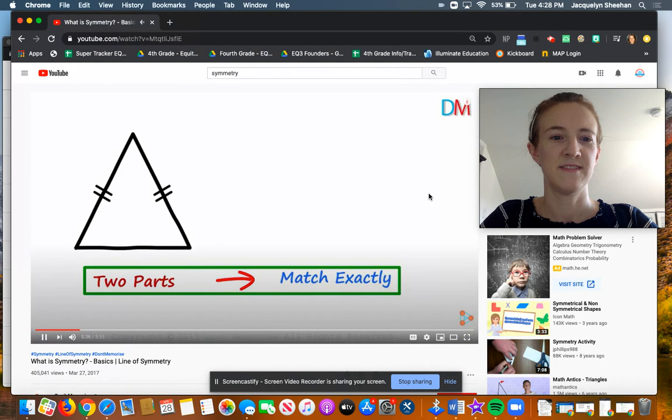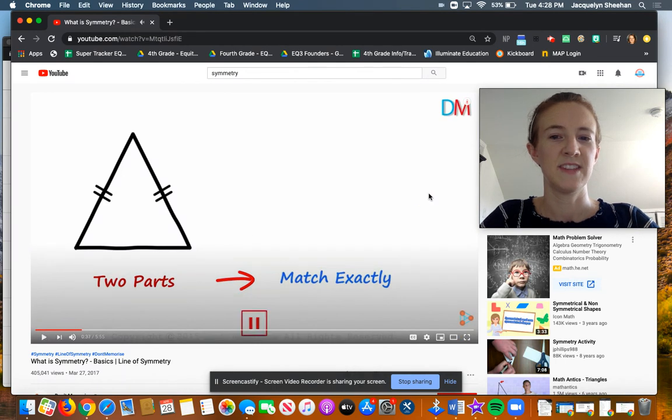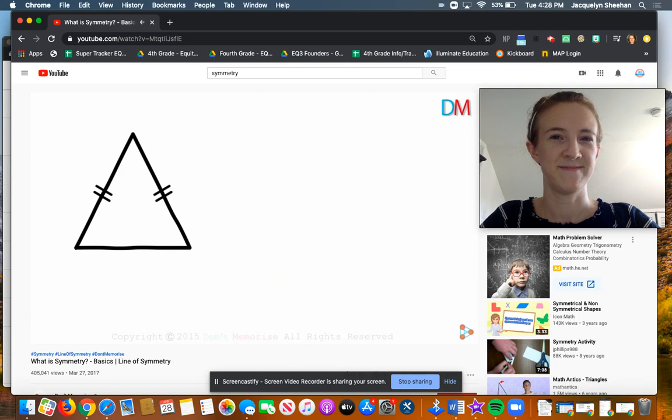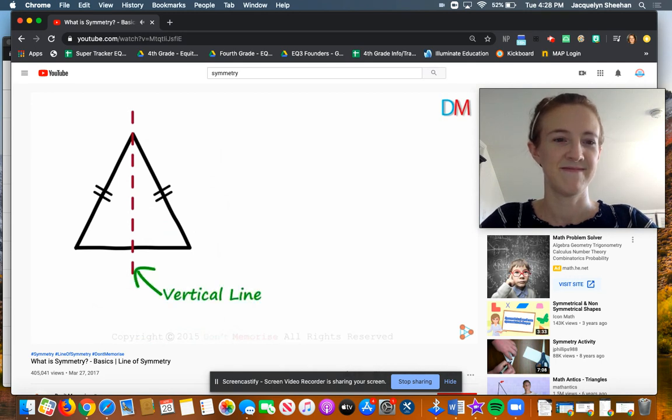Pause the video and give it a shot. Do you think you could draw a line in which you could fold this shape and it would match? It's easy, and I'm sure most of you would have got it right. If we draw a line like this, the condition will be satisfied. Yes, it's a vertical line which divides the triangle into two parts, which match exactly when folded along the line.